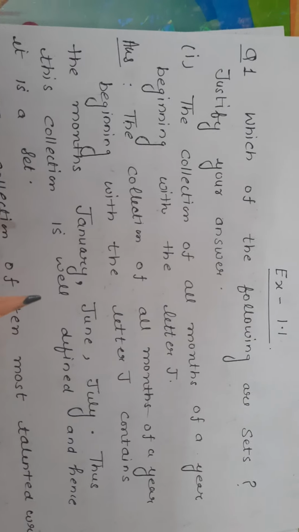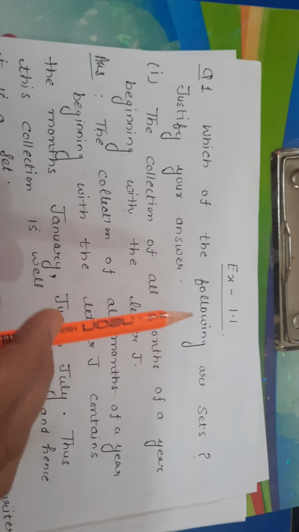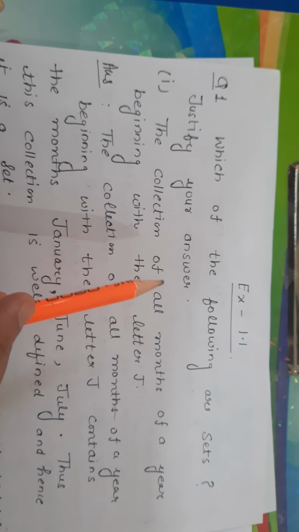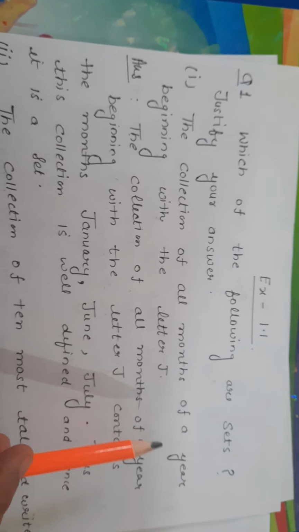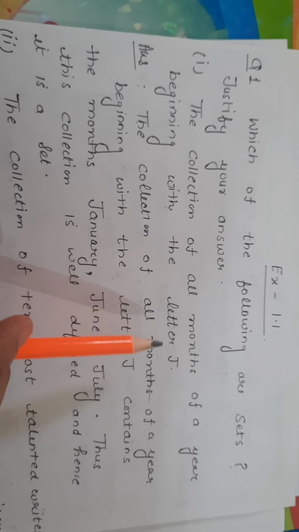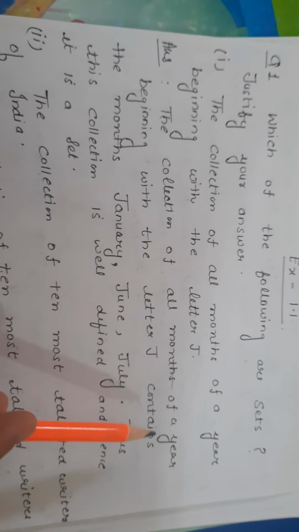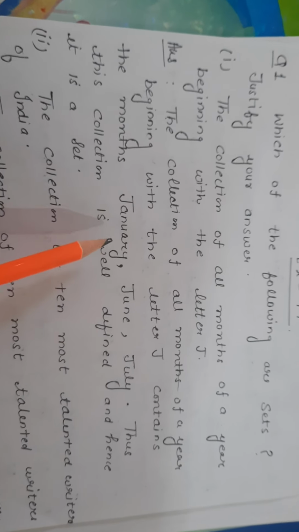Now first question from exercise 1.1. Which of the following are sets? Justify your answer. The collection of all months of a year which are beginning with the letter J. We know that the collection of all months which are beginning with the letter J are January, June, July. There are 3 months in a year which are beginning with the letter J. So that means this collection is well defined. So it represents a set.